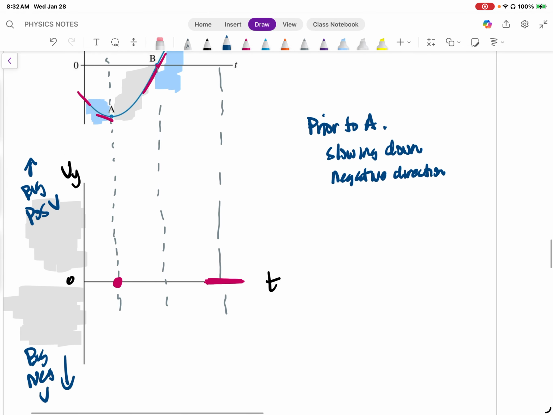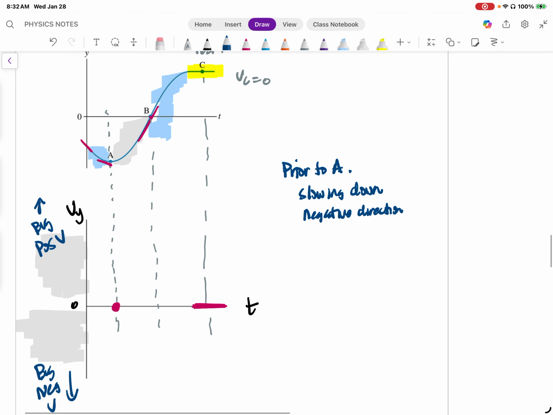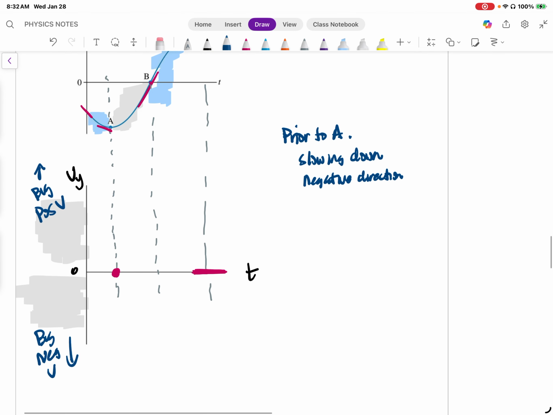Right? So if we look at the interval prior to A, it says we're slowing down and we're in the negative direction. So if I'm in the negative direction, I have to be on the bottom half of this graph. And when I'm on the bottom half of this graph, remember that 0 is here. So I'm slowing down, which means I have to be starting somewhere out here.